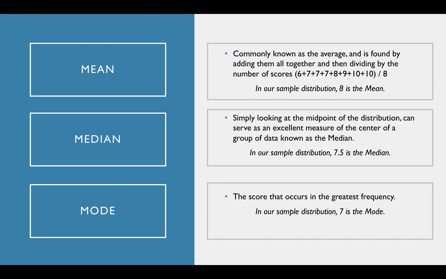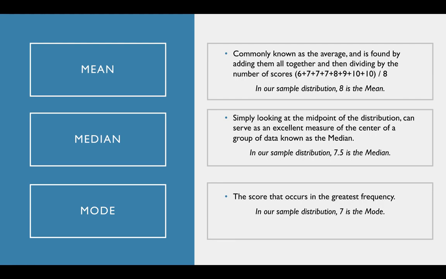One drawback of mean is that it allows very high or very low numbers to sway the outcome, as can be the case when analyzing categories like salaries and home prices. So what can we do if the data is skewed? Simply looking at the midpoint of the distribution can serve as an excellent measure of the center of a group of data known as the median. In our sample distribution, 7.5 is the median.